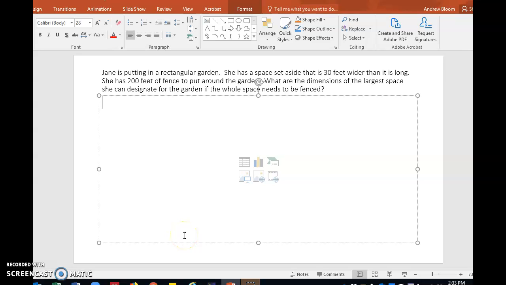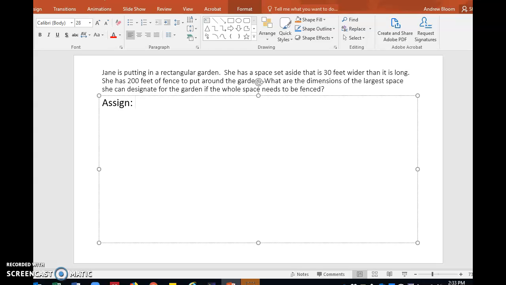Geometry problems are a little bit different from the consecutive integer problems that we looked at before. We're still looking for relationships, and we're going to go through the exact same process. We're going to assign a variable, we'll write an equation, we'll solve the equation, we'll answer the question and check our work.